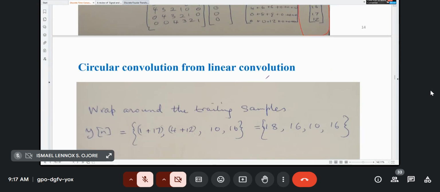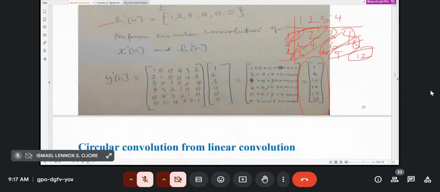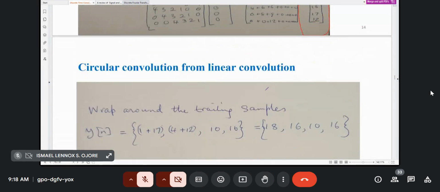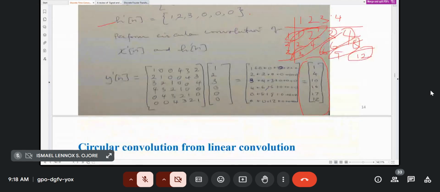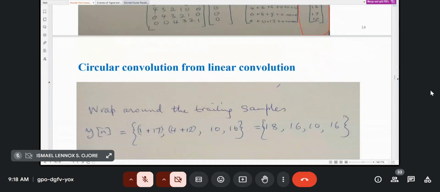And of course, you can also do circular convolution from linear convolution. Yeah. So I think here we are trying to work the other way. What we are saying, suppose you are, okay, this is not a very good example because we are trying to do the circular convolution from linear convolution.